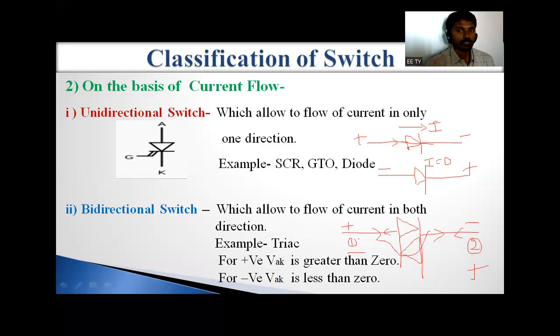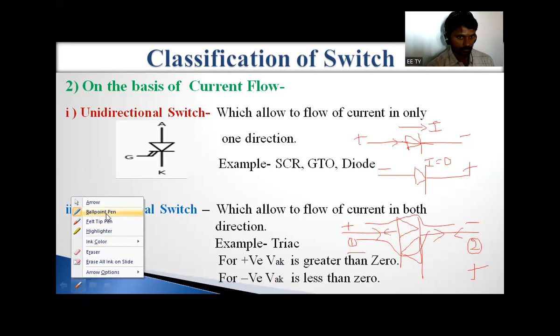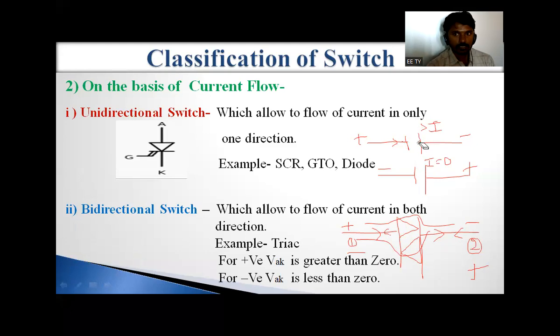The device turns on now, and in the previous case also the device turned on. So there is a chance for current to flow from terminal 2 to terminal 1 and from terminal 1 to terminal 2. So is this a bidirectional device or a unidirectional device? This is a bidirectional device. Is it clear? The concept is clear, all of you? Concept is clear?